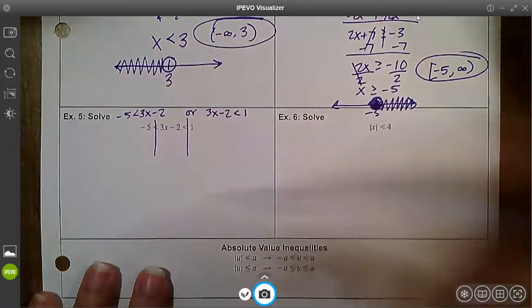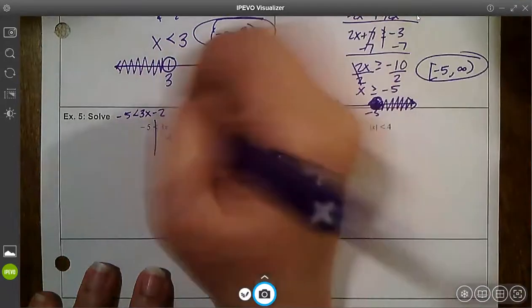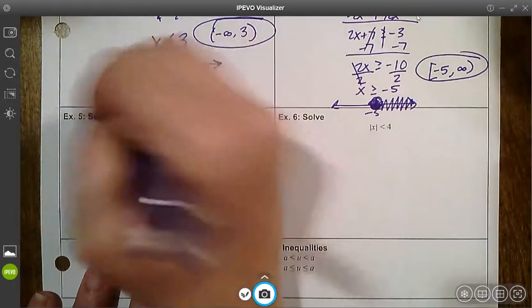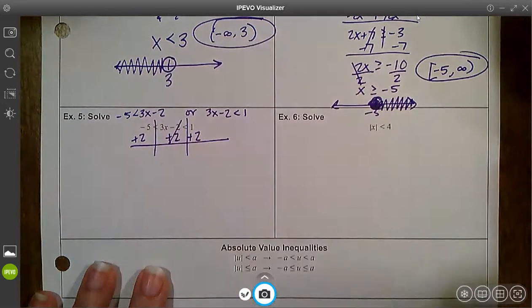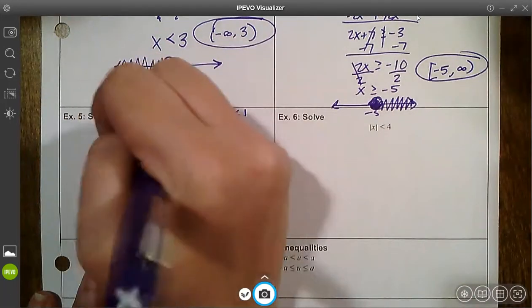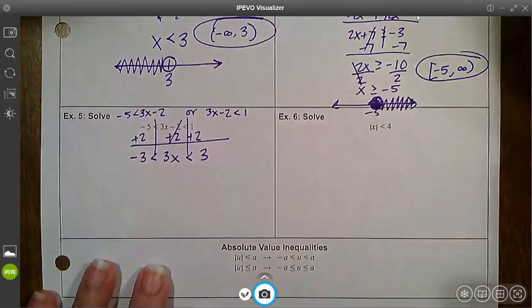The only thing is I've got 3 sides that I'm doing something to. So if I'm getting rid of this 2, in order to get rid of it, I have to add it to both sides here. So I've got that 2's gone. I have -3 is less than 3x is less than 3.